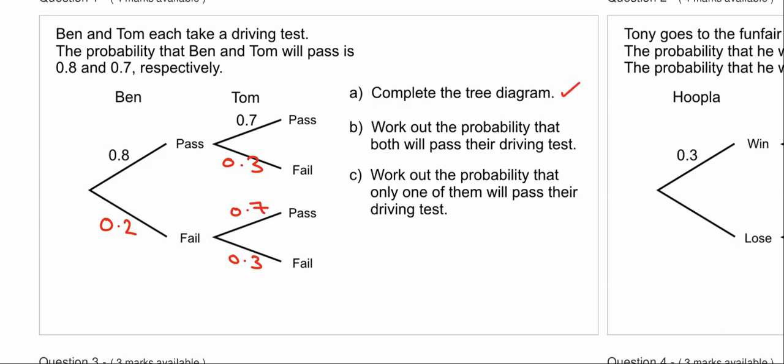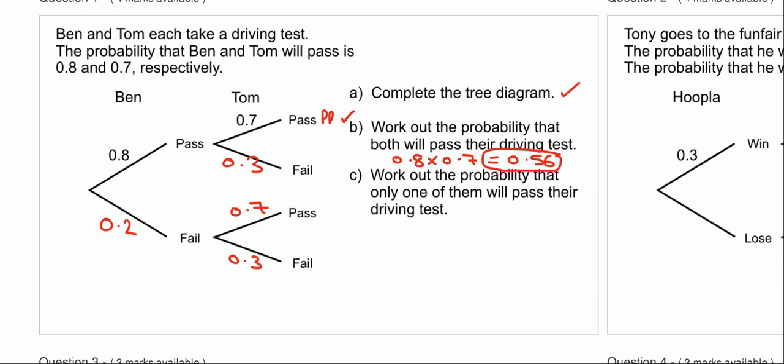So we've done that. Work out the probability that both will pass their driving test. Well, both passing their driving test is here. So both passing the driving test is 0.8 times 0.7. That is going to be equal to 0.56. Or a 56% chance of them both passing.